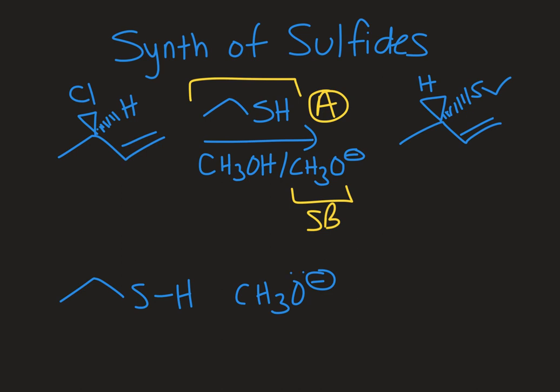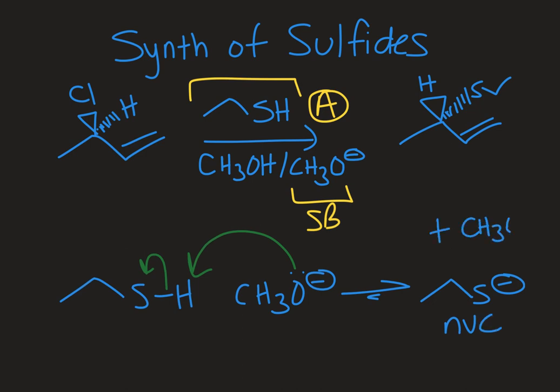So if I put my lone pair on there, methoxide is going to deprotonate my thiol, and those equilibrium arrows are going to look like that. And so that will generate my nucleophile, plus I'm going to have methanol, which is my solvent, anyway, for this reaction. So that's the first step, generating the nucleophile. Then it can go in and attack my starting material. So let's go to the next slide and we'll draw that part.